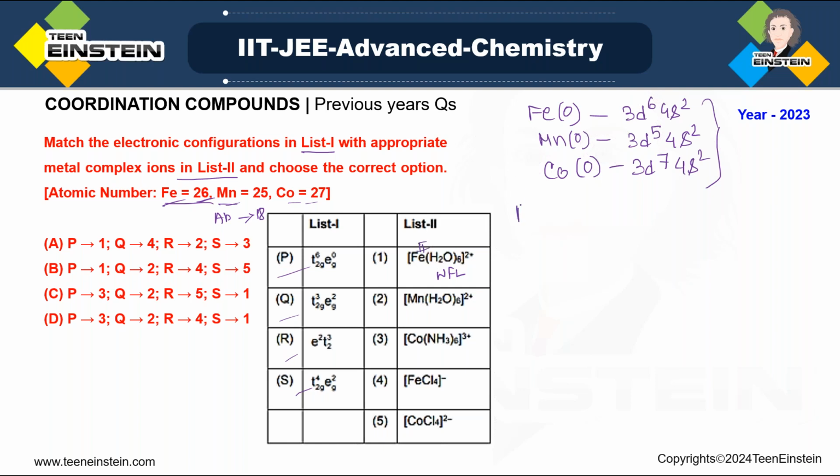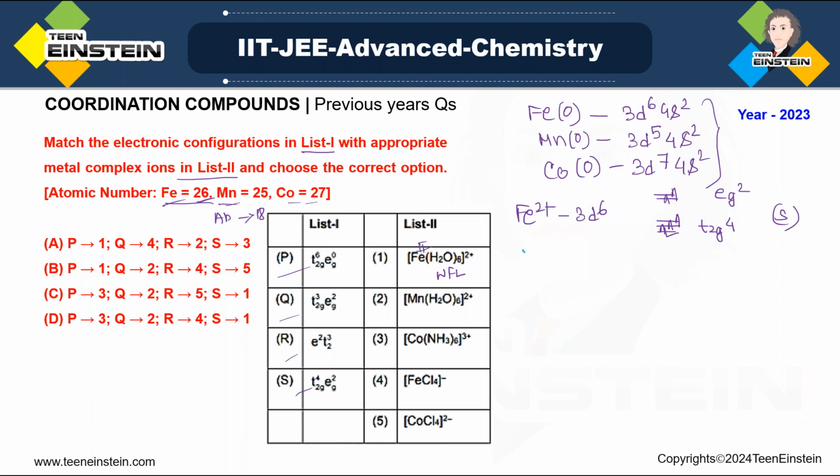Now when it is Fe2 plus, basically it will be a 3d6 system, and as it is a weak field ligand, that means how you will place all these electrons, it is like this, right? So it is T2g4 Eg2. Now T2g4 Eg2, that you can find with S, so it must be S.